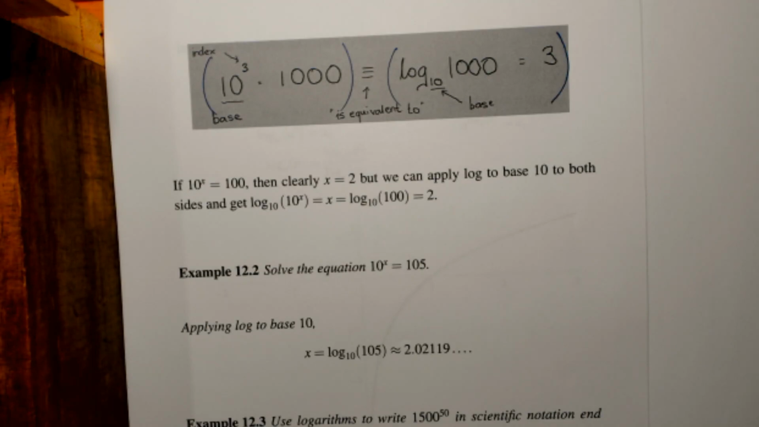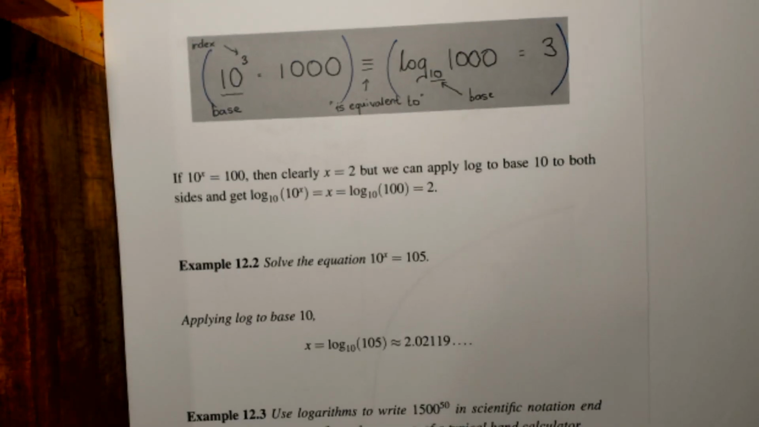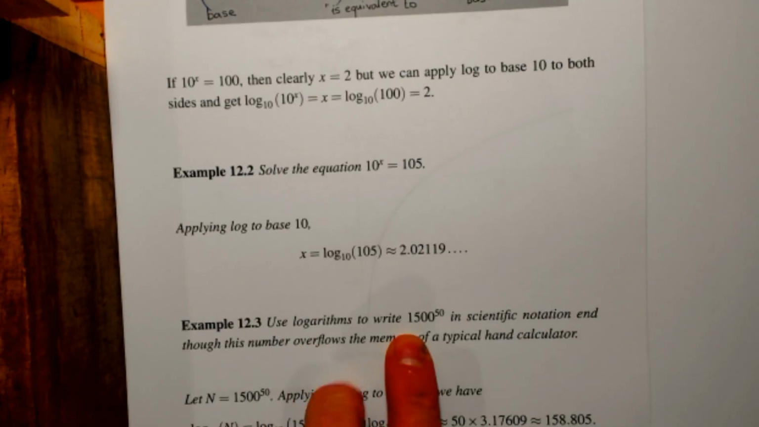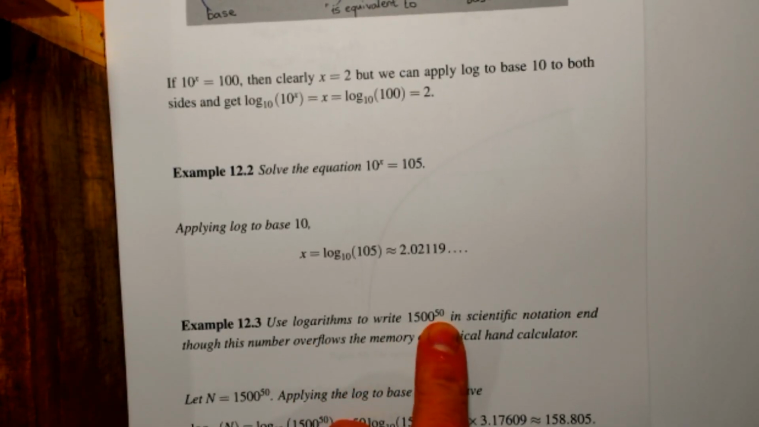Okay, example 12.2. Solve the equation 10 to the power of x is 105. Now, applying log to base 10, because we have a base 10 there, to solve for x, equivalently, x is equal to log to base 10 of 105. Now this goes into the calculator directly, and you would get 2.0211, and so on, approximately.